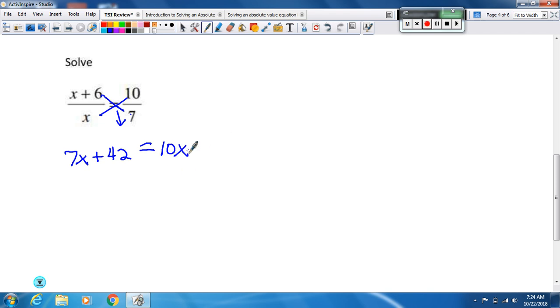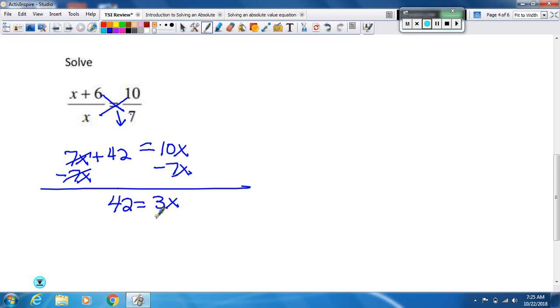Now I have to get my x's together, but I don't want to move the 10x over because that leaves me with nothing, and you don't want to ever do that to yourself. So I'm going to subtract 7x from both sides. Opposites cancel. So I get 42 equals 10 minus 7 is 3x. Divide both sides by 3. So 42 divided by 3 is 14. Opposites cancel. So the final answer on that one is 14.